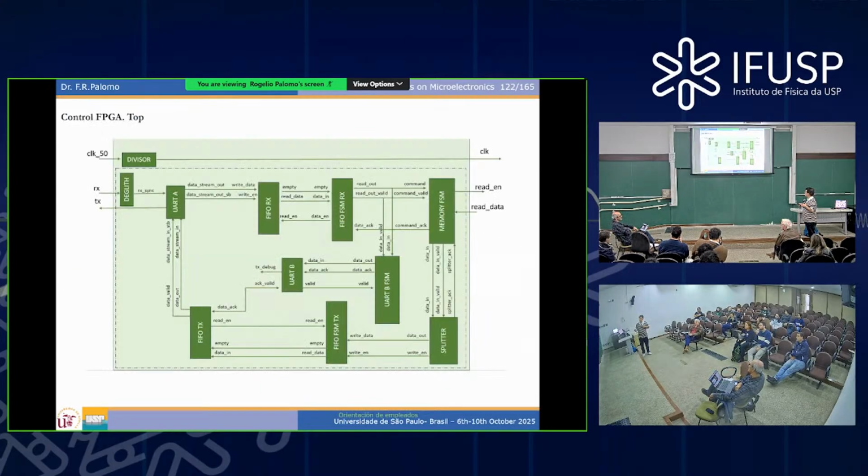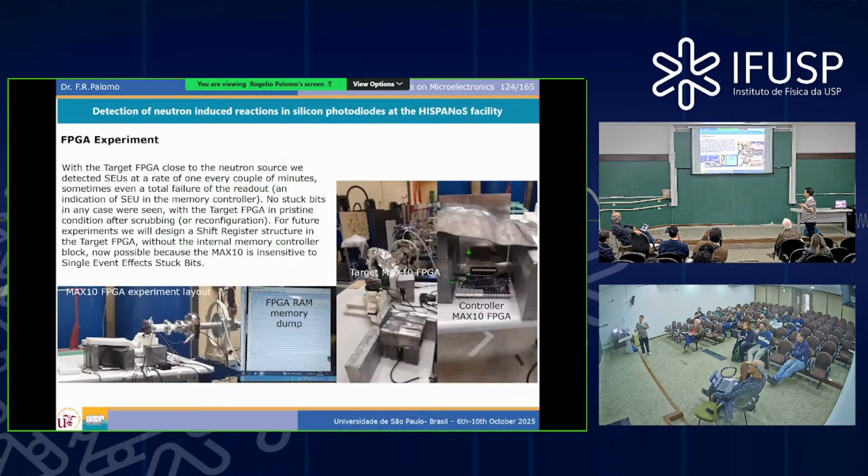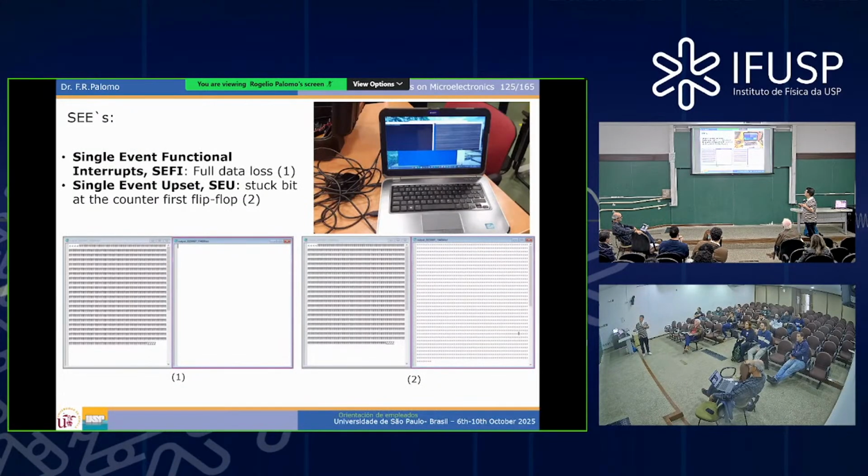Very simple. First, they are in different parts of the FPGA. Okay? In the case of a single event upset, it shows in the memory dump as a change in the dump. But if you get a total loss of the device, the only possible reason is the single event functional interrupt, because the design in the FPGA was as simple as possible.